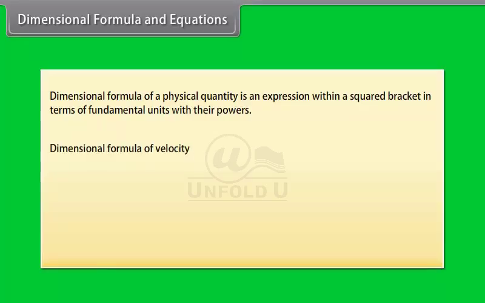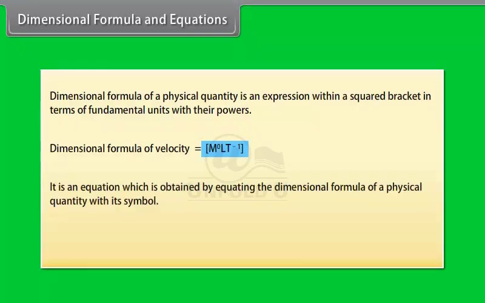Let us take an example. Dimensional formula of velocity is equal to under brackets M to the power 0 L T to the power minus 1. Dimensional equation is obtained by equating the dimensional formula of a physical quantity with its symbol. Let us take an example. Dimensional equation of velocity is V is equal to under brackets M to the power 0 L T to the power minus 1.